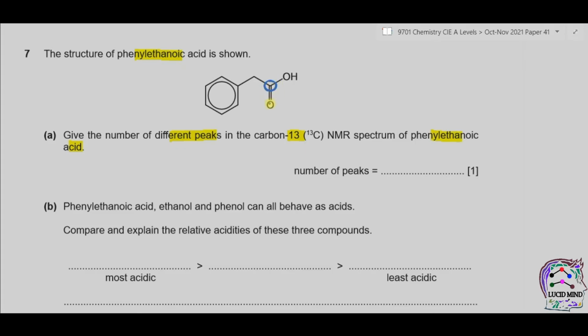It consists of a double bond oxygen and OH, and no hydrogen atom is present. Then we have this carbon atom. It consists of 2 hydrogen atoms, CH2. Then we have this carbon atom. Again, no hydrogen atom is present and this is a part of the benzene molecule.